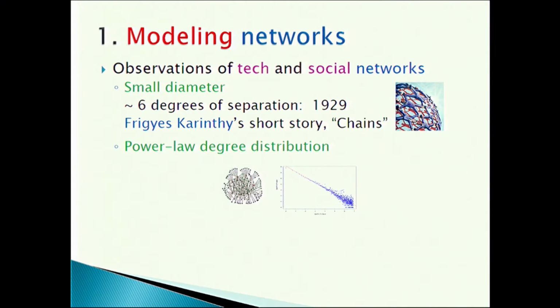Okay, another feature that we want our models to include is power law degree distributions. And people say that this is the signature of human activity. If I ask, what's the probability that I have K neighbors?